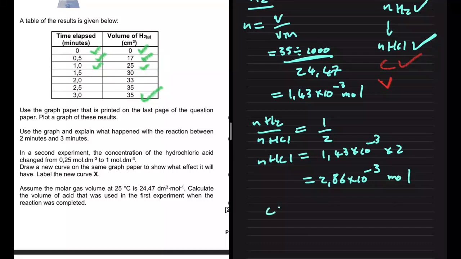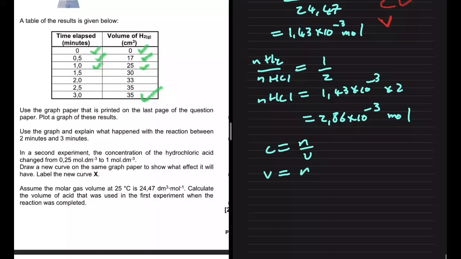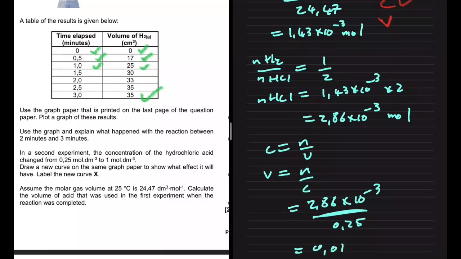And the last step, concentration is number of moles divided by the volume. So the volume will be equal to the number of moles divided by the concentration. The number of moles is 2.86 times 10 to the minus 3. The concentration is 0.25. That is 0.011 decimeter cube.